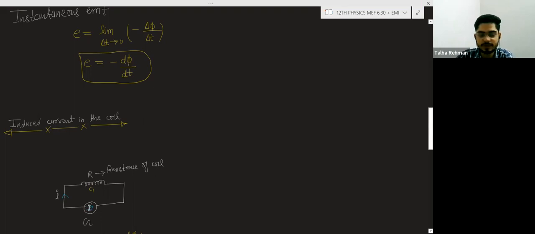Here the galvanometer sign is tilted, meaning this arrow is tilted like this. So this shows that there is some deflection in the galvanometer. I told you the use of the galvanometer is to detect the current in the circuit. So here this is just a pointer, and this pointer is like this, which means there is some current in the circuit.